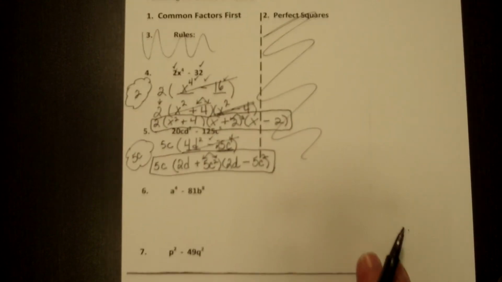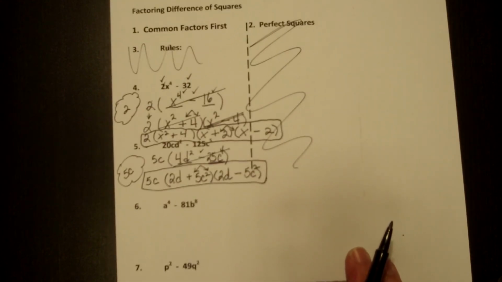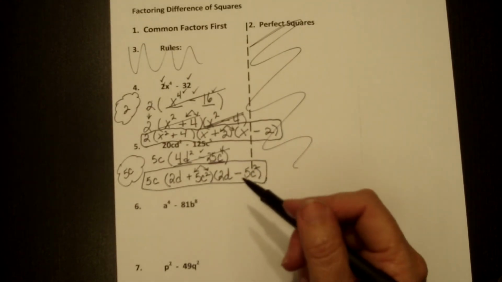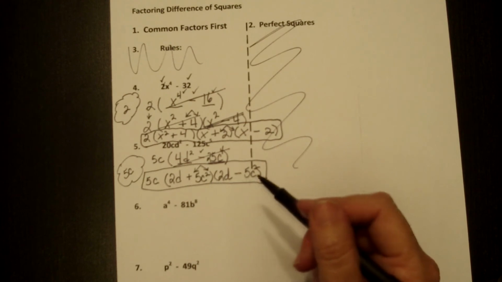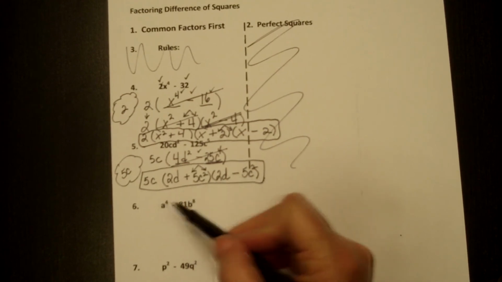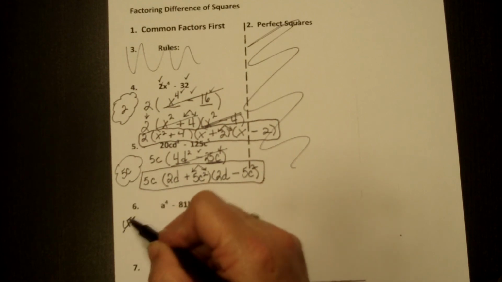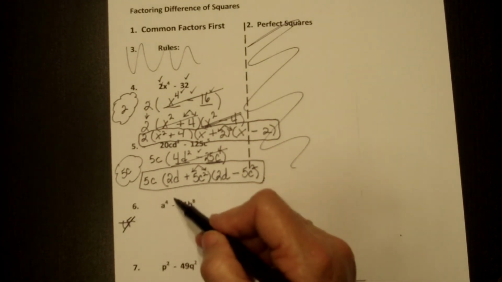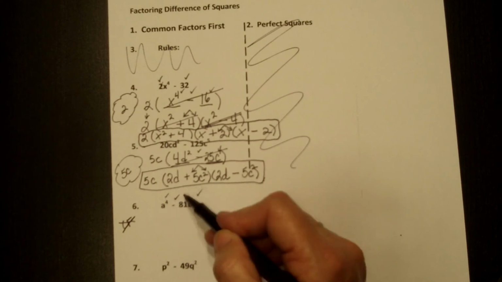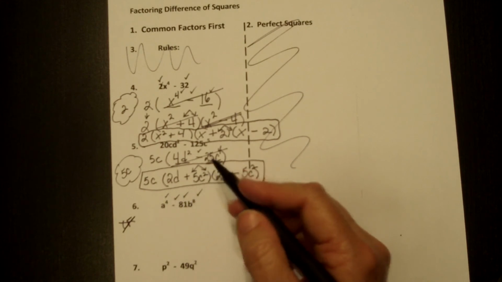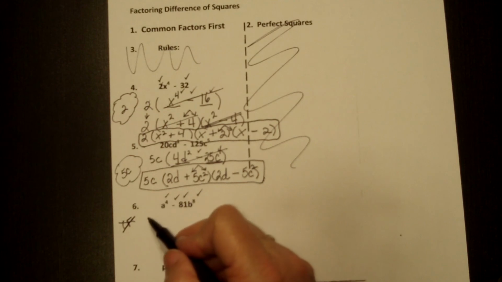Okay, let's go to number 6. All right, so number 6. Okay, so we're looking for common factors. Well, this time there isn't a common factor. So common factors would be no on this. All right, I have a minus, I have even exponents, and the square root of 81 I know is 9. So I do have perfect squares.